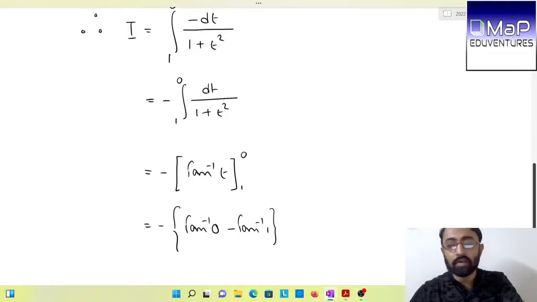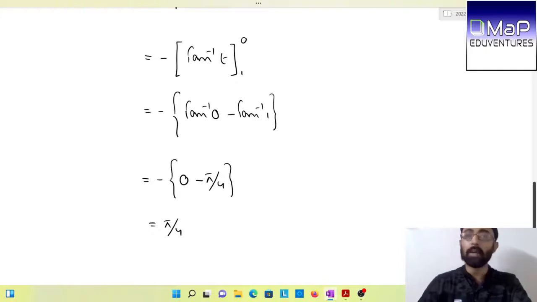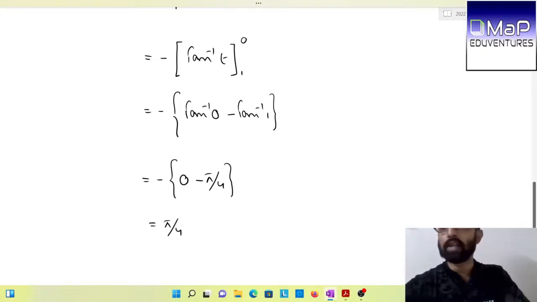Now what is tan inverse 0? It is 0 actually. So you are going to get 0 minus pi by 4, since tan inverse 1 is pi by 4. So the result we get is pi by 4. So let us go to the next question.